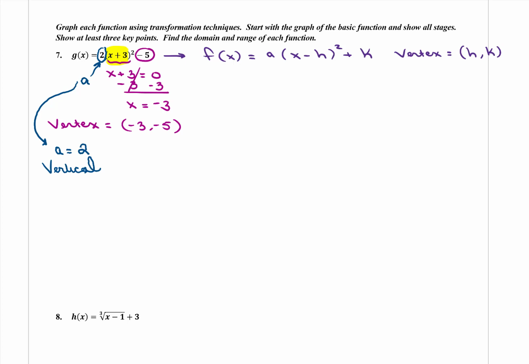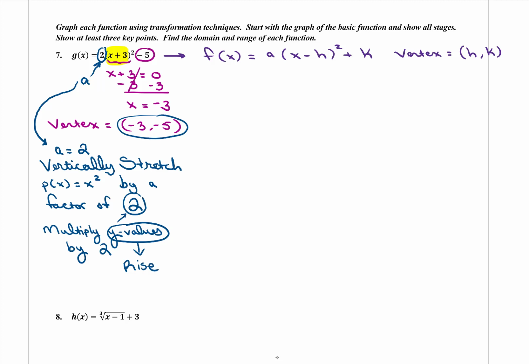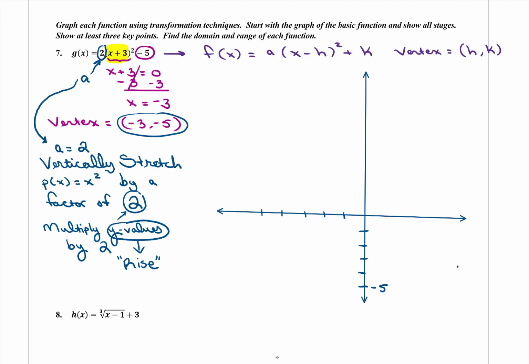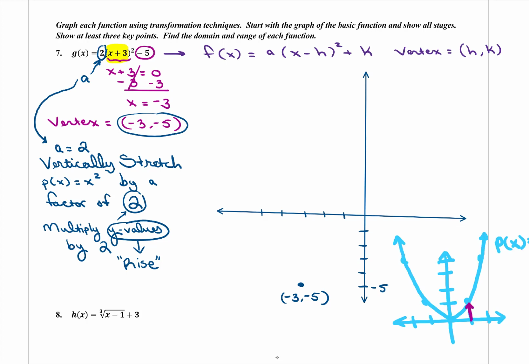So let's write that down. It's going to vertically stretch p of x is equal to x squared by a factor of 2. Because we are vertically stretching this by a factor of 2, we're going to multiply our y values in the parent graph by 2. Y values, remember, that determines how much you go up by, right? The rise. So it's kind of a way to help you remember: it's the y values when you're vertically stretching it.